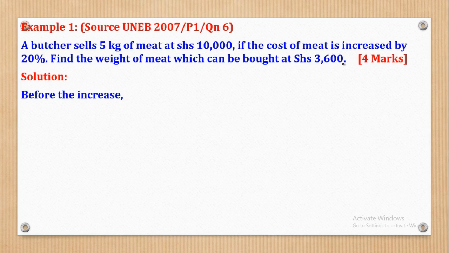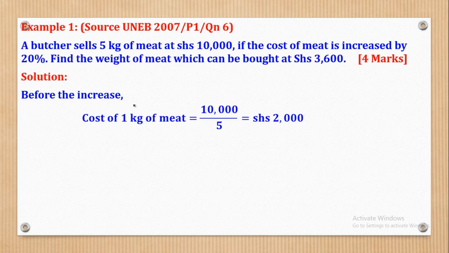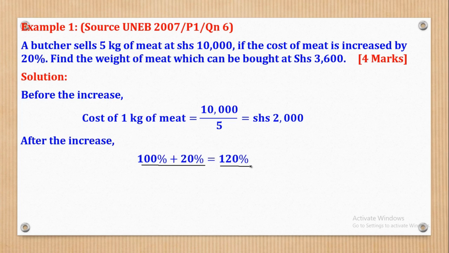First of all, before the increase, we are going to get the rate of 1 kilogram of meat. So 1 kilogram of meat before the increase was costing 10,000 divided by 5, because 10,000 was used to buy 5 kilograms of meat. That means 1 kilogram will be 10,000 over 5, which gives you shillings 2,000. So before the increase, the cost of 1 kilogram of meat was shillings 2,000. What about after the increase? After the increase, the new percentage will be 100 plus 20 to give you 120%.